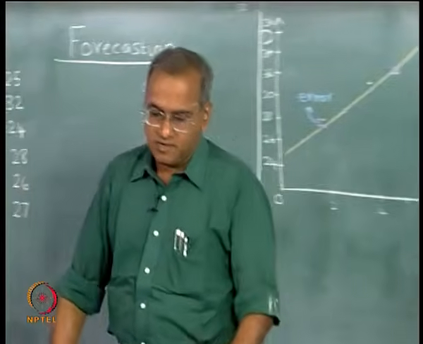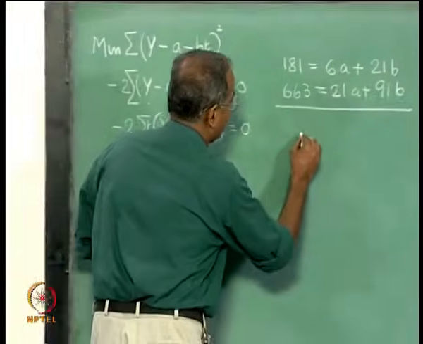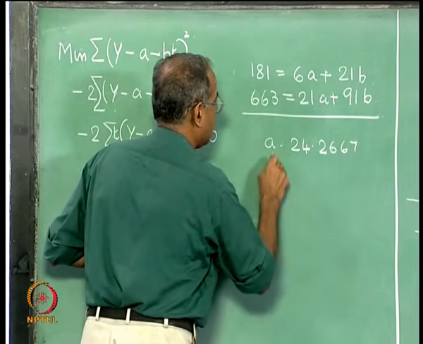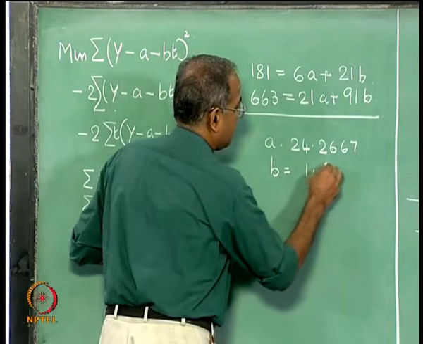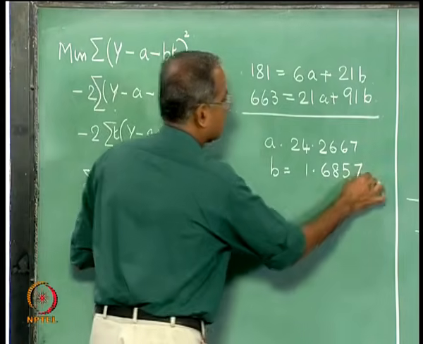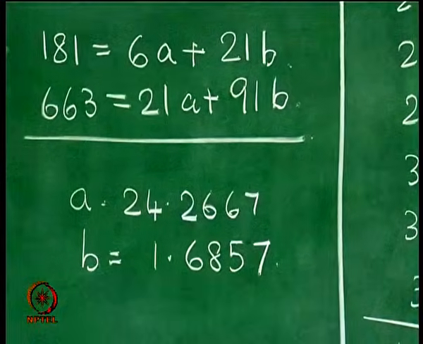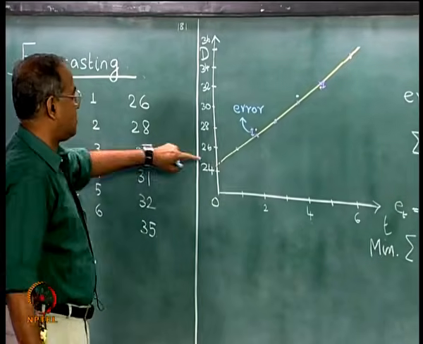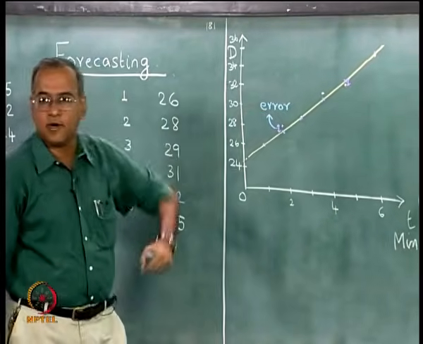So when we solve this, we get the solution a equal to 24.2667 and b is equal to 1.6857. This means that this line is going to intersect the y axis at a value of 24.2667, and this line of best fit has a slope of 1.6857.